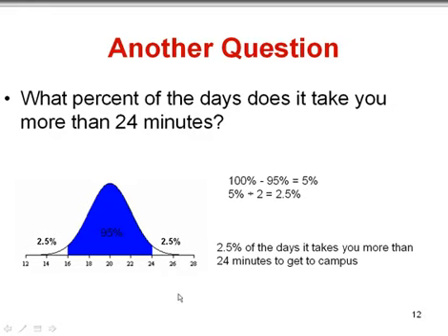So we have the answer to our question. The question asked, what percent of the time will it take you more than 24 minutes? And the answer to that is 2.5% of the time it'll take you more than 24 minutes to arrive on campus.